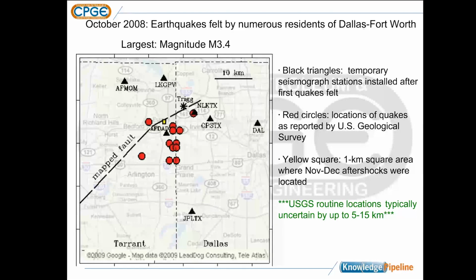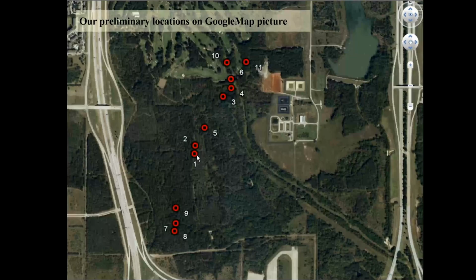So one thing that this map illustrates is that when you don't have regional stations set up, typically for little earthquakes, magnitude 2s and 3s, you're going to get location errors of 5 to 15 kilometers. And in my talk, when we have asterisks in green, these are things you might want to remember about this if you find yourself falling asleep.